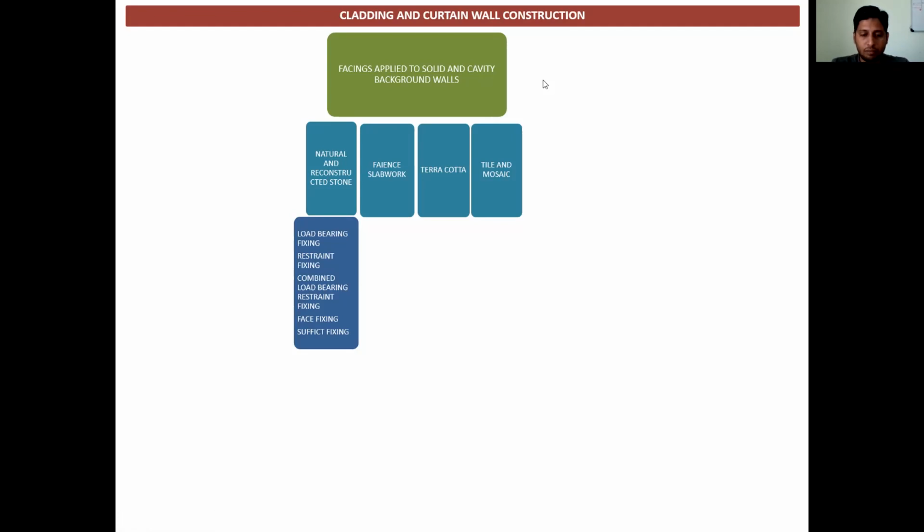Now, the basic methods mostly used to perform these are load bearing fixing, which we have already gone through, restraint fixing, combined load bearing and restraint fixing, face fixing, and soffit fixing. Sometimes two or three methods may be used in a single construction because of the complexity and variety of the project. A number of things are incorporated in the composition of a project, so a number of methods are also going to be used.